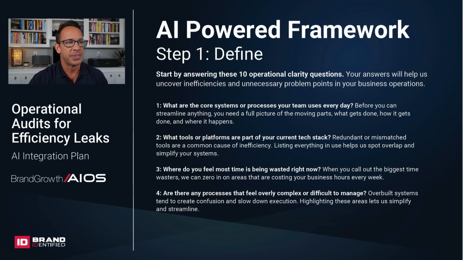So first off, step 1 of this AI-powered framework is to define. Start by answering these 10 operational clarity questions. Your answers will help us uncover inefficiencies and unnecessary problem points in your business operations. So question number 1 is, what are the core systems or the processes that your team uses every day? Before you can streamline anything, you need a full picture of the moving parts, what gets done, how it gets done, and where it happens.